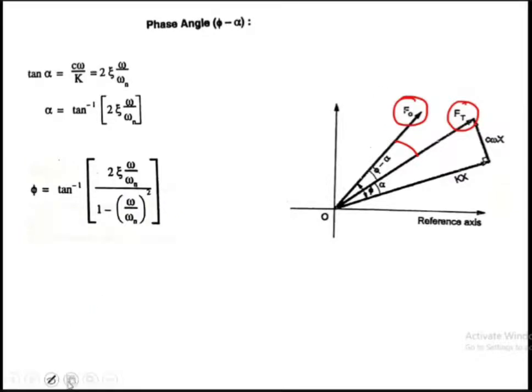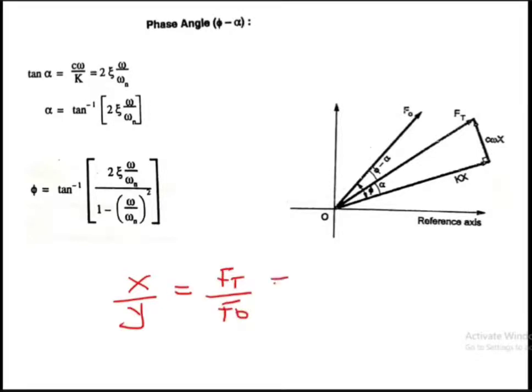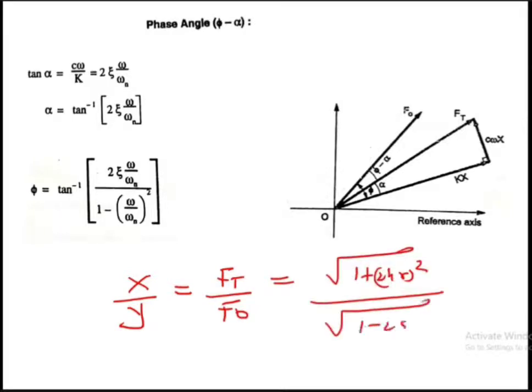Okay. And phi minus alpha is nothing but the angle by which this force transmitted vector lags this force vector. And already, guys, just now I have derived that the ratio x upon y is equal to Ft upon F0, right? And that formula is the same, square root of (1 plus (2 zeta r) squared) divided by square root of ((1 minus r squared) squared plus (2 zeta r) squared). The formula is the same, so obviously the phase angle will also be the same, right?